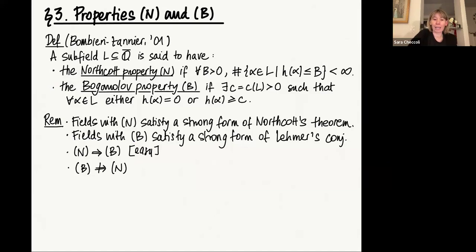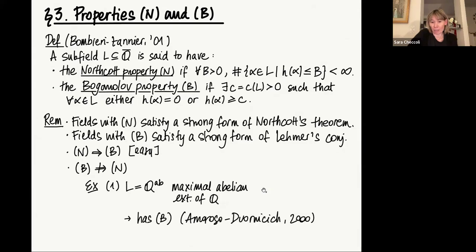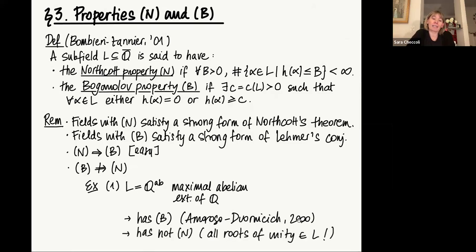B doesn't imply N. So a first example of this is the field Q^ab, which is the maximal abelian extension of Q. This has property B, and this is a theorem of Amoroso and Dvornicich. I will come back to this theorem later, and they also give an explicit constant for the property B in their theorem. And clearly, it does not have property N because it contains all the roots of unity, so infinitely many elements of height zero.